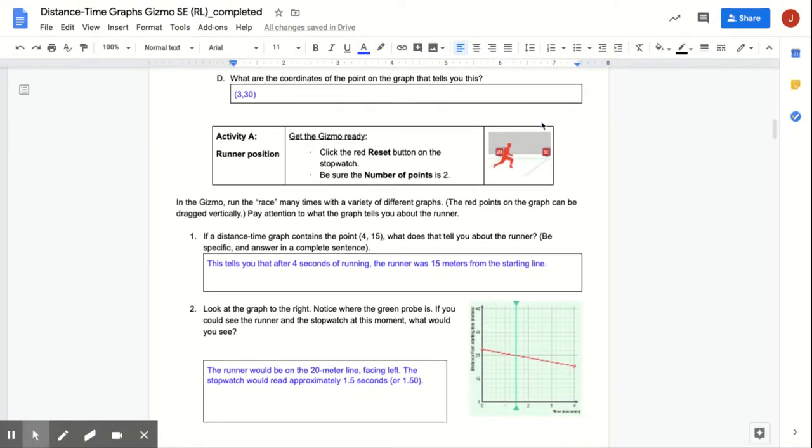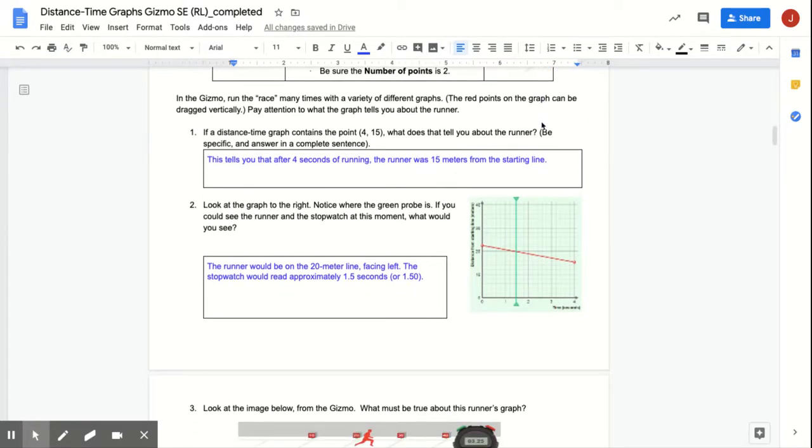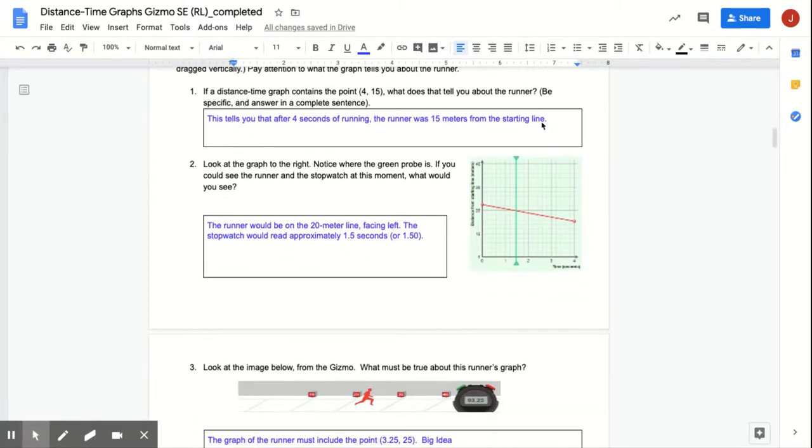Activity A. Okay, so if a distance time graph contains the point 4, 15, what does that tell you about the runner? This tells you that at 4 seconds of running, the runner was at 15 meters from the starting line.